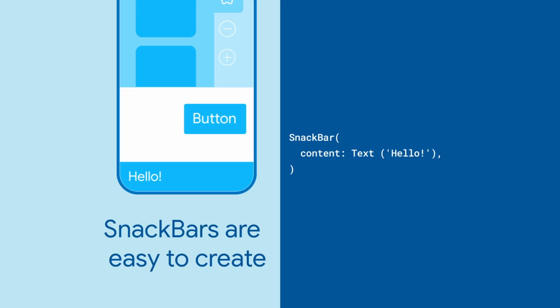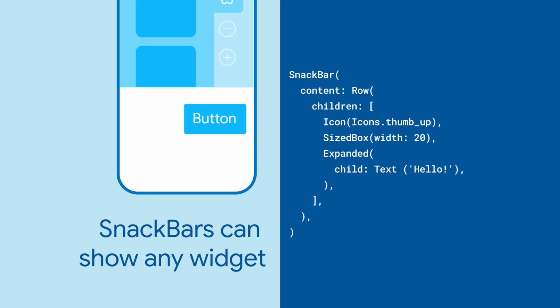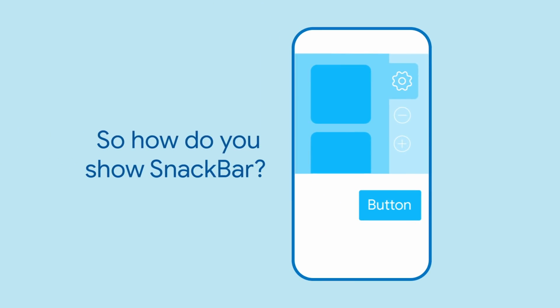Simply give the SnackBar a widget to display. And it doesn't just have to be text. Any widget can be used. So how do you get SnackBars to show up and animate in your app?